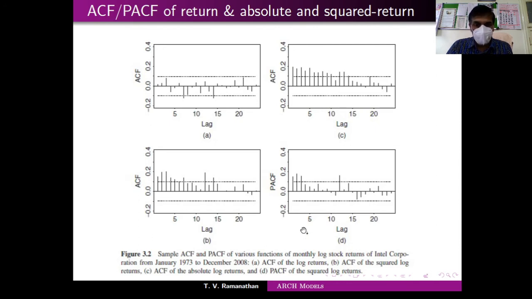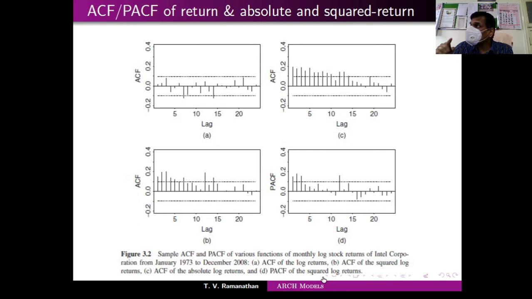This is PACF of squares. So this tells me 1, 2, 3 are significant. I am ignoring this because if I consider this, the order will be very high. Actually, we don't have to go so far away. So generally what we do, we start with a model ARCH 3 in this case. So that's the PACF of squared log return.